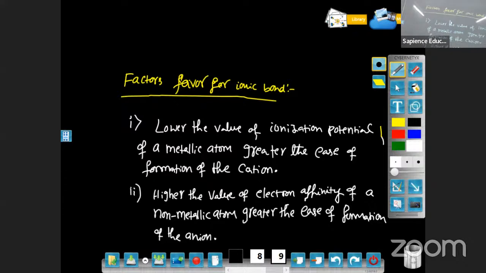Finish. Now tell me. Formation of the anion. What? Electron gain enthalpy. What is the anion? Negatively charged. What is the meaning of electron affinity?